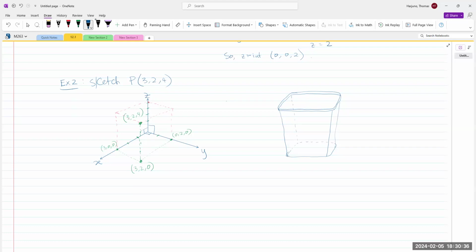Now, this class is not a class for you to sketch. This is not an art class, so that is not the point. But usually, by learning to sketch the graph, sketch the solids, sketch the situation, we will be able to see details that we happen to omit if we did not sketch. Okay, so please learn to sketch your situation.